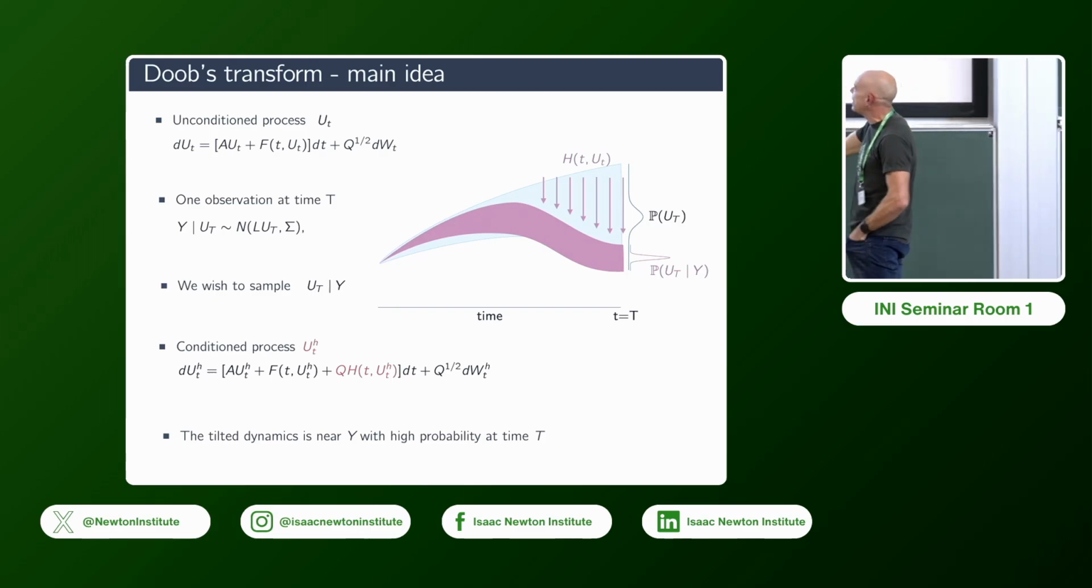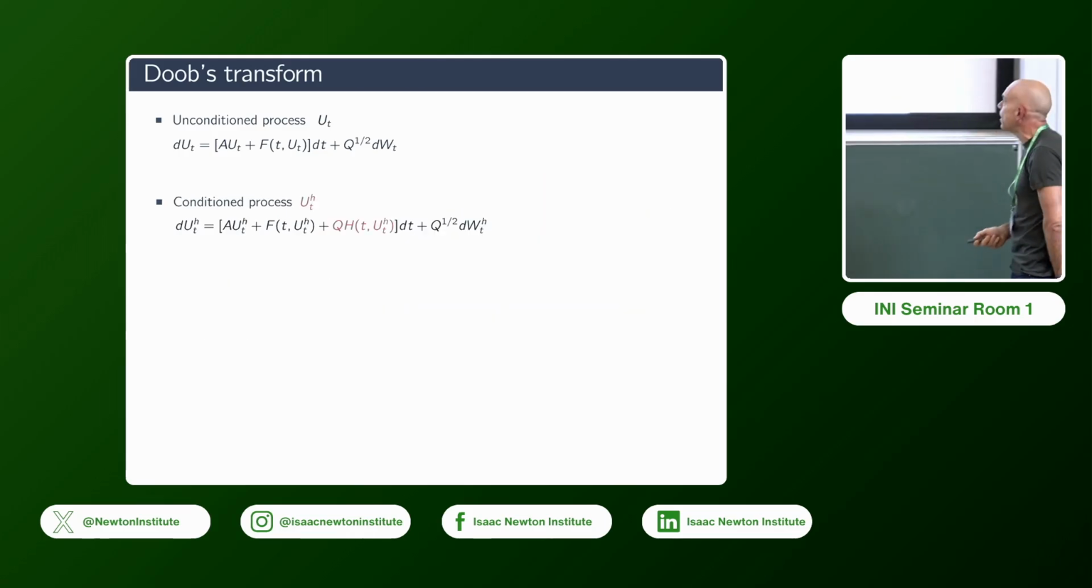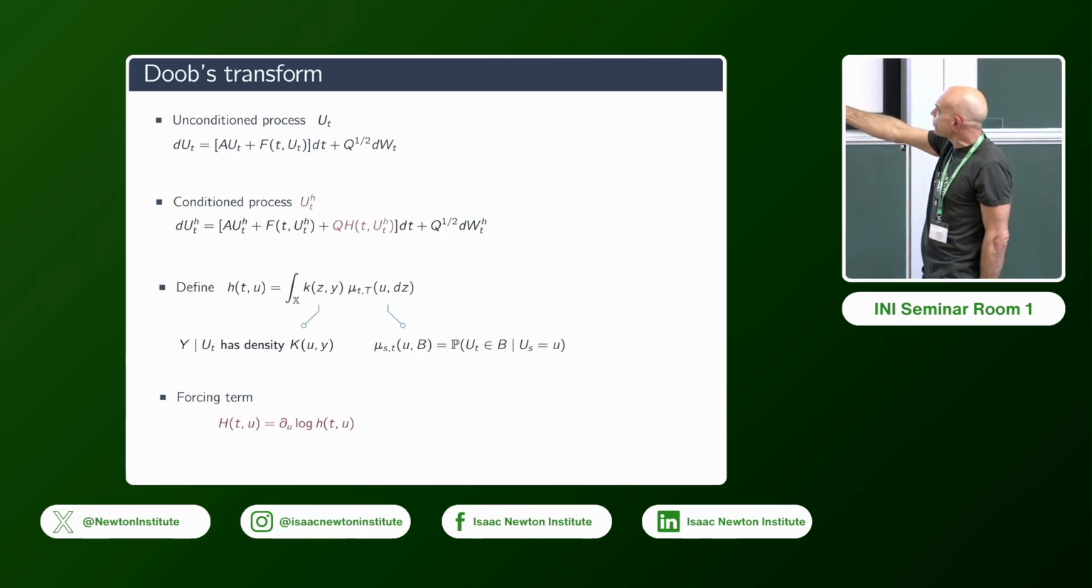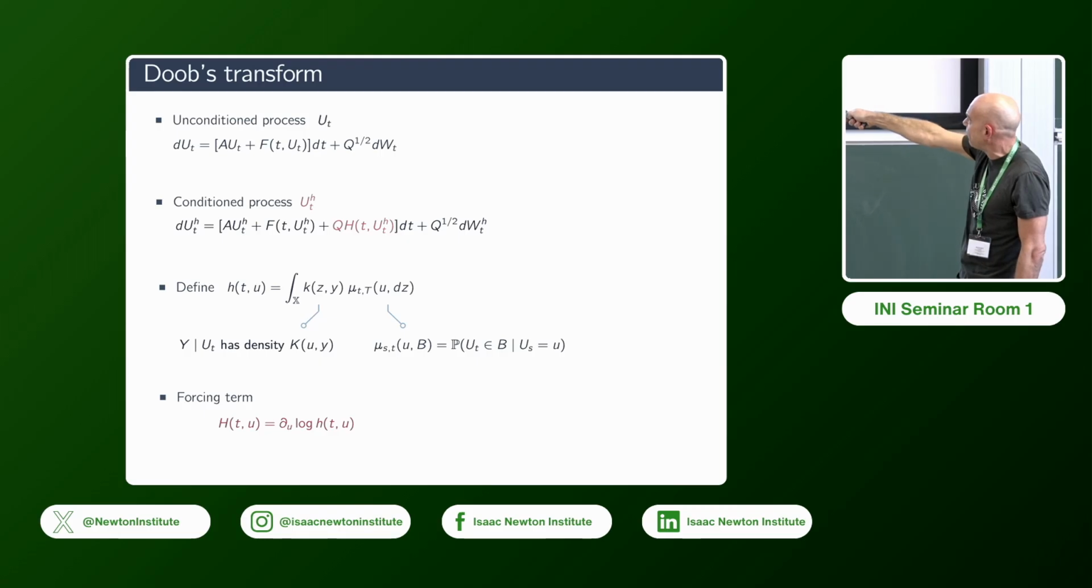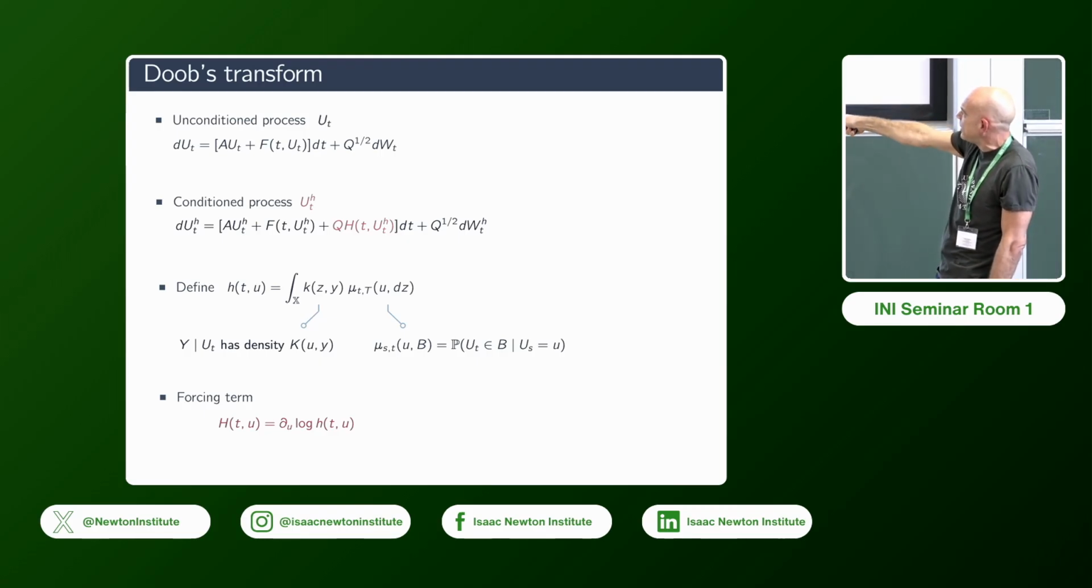The idea is that there is an algorithm for computing big H, and once you have H, you can tilt the dynamics in that way. So now, to cut a long story short, how do you define big H? You need a function little h that has to do with the density of y given u, as well as the transition probabilities of the Markov kernel associated with u. And if you know h, then big H is just a matter of taking the derivative of its logarithm, and I'm not getting into the detail of that.